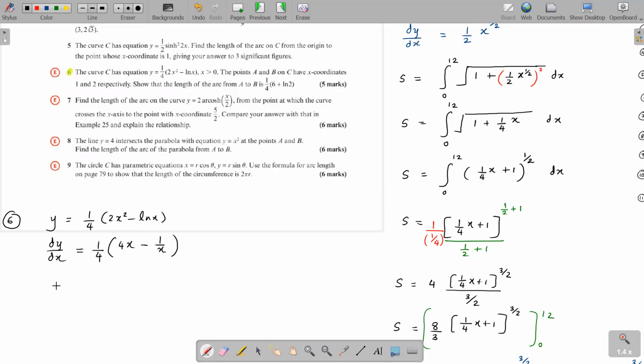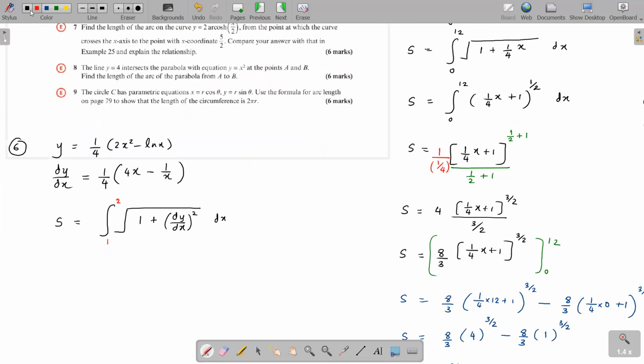Now, let's apply the arc length equation. S equals integration root 1 plus dy by dx whole thing square with respect to x. And your limits are from where to where? Your limits are from 1 to 2. S equals integration, limits from 1 to 2. Let's input the values. Dy by dx is 1 plus 1 over 4 times 4x minus 1 over x, power 2.